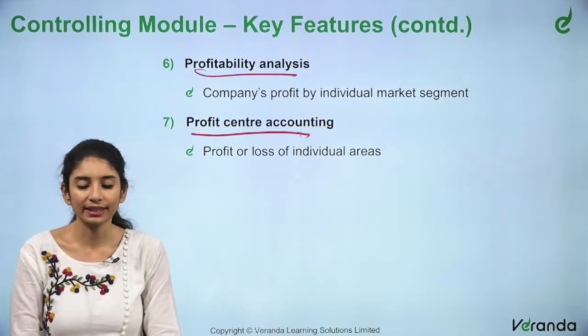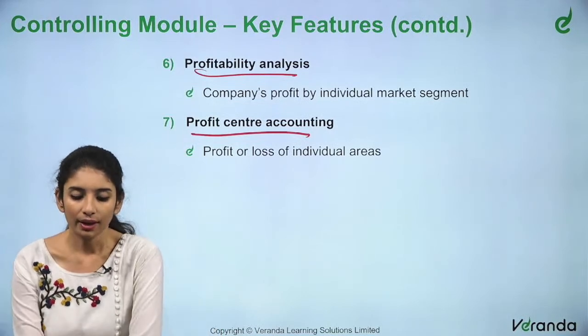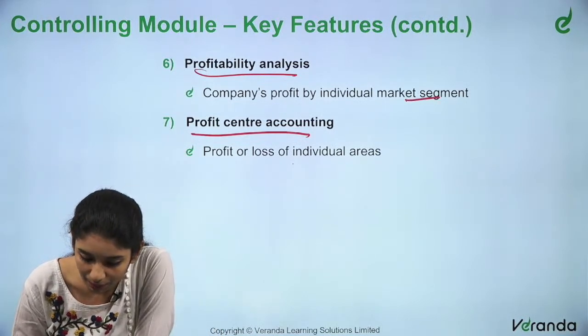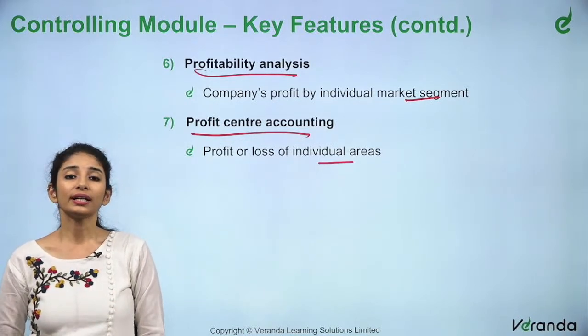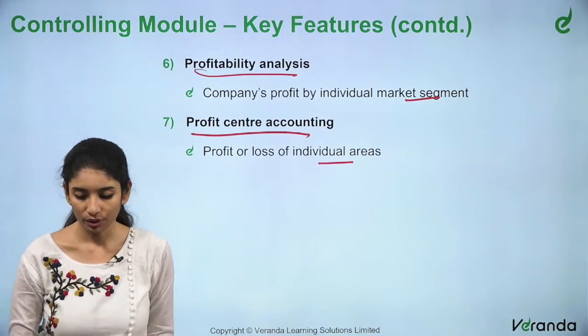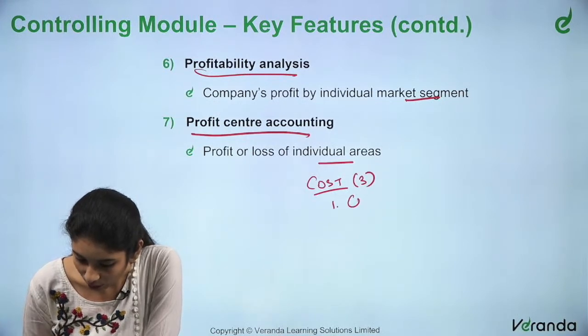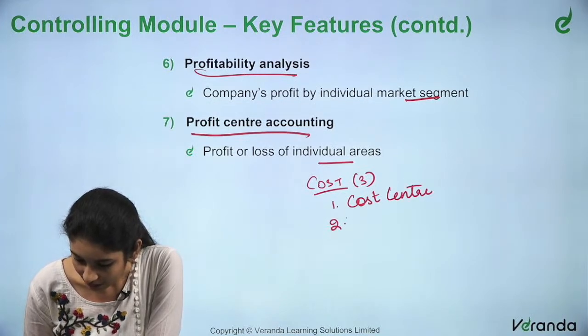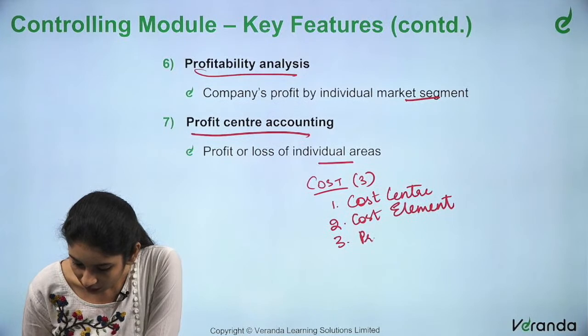Profitability analysis and profit center accounting: the company's profit by individual market segment, profit and loss of individual areas. Okay. Important to remember the side headings of this question: key features of the controlling module. Under cost, I have 3. One is my cost center accounting. Second is my cost element accounting. Third is my product cost controlling.